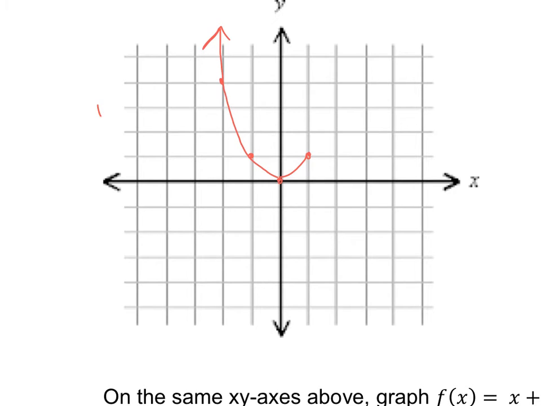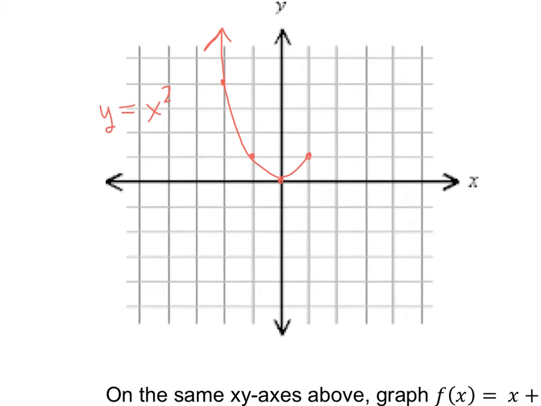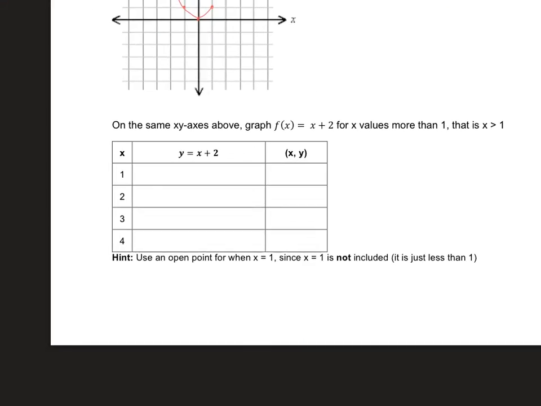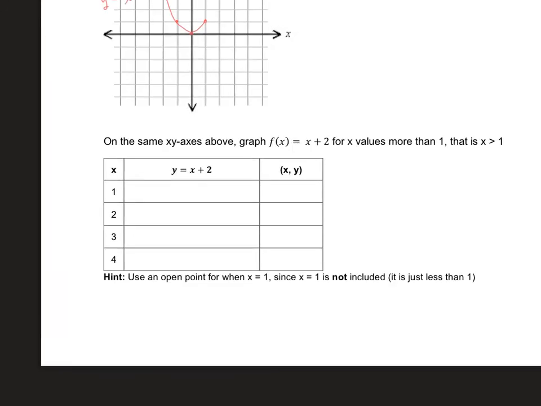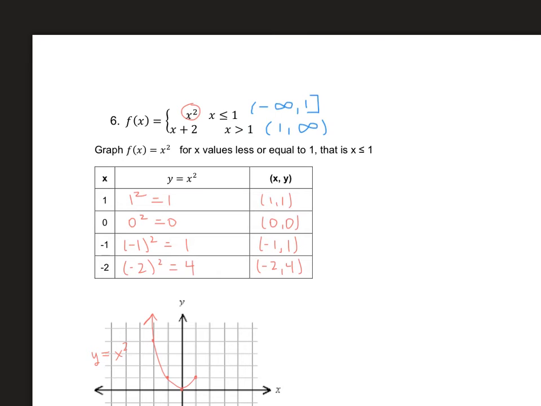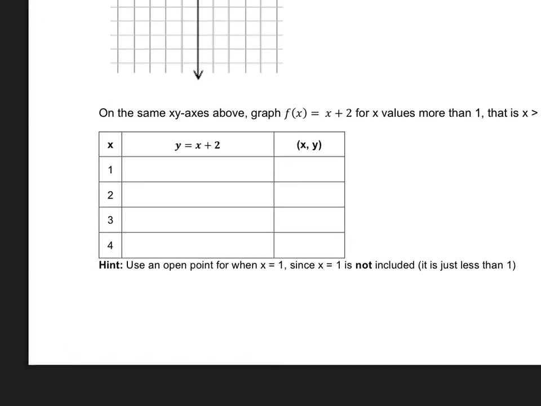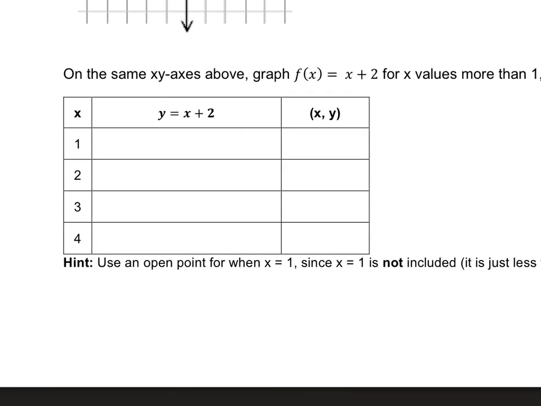Okay, so that is the piece of the graph that represents y equals x squared, for values of x less than or equal to positive 1. Now let's look at the second piece of the graph. So this one is x plus 2, and this is for values greater than 1. Okay, so for x plus 2, I'm going to plug in these values.